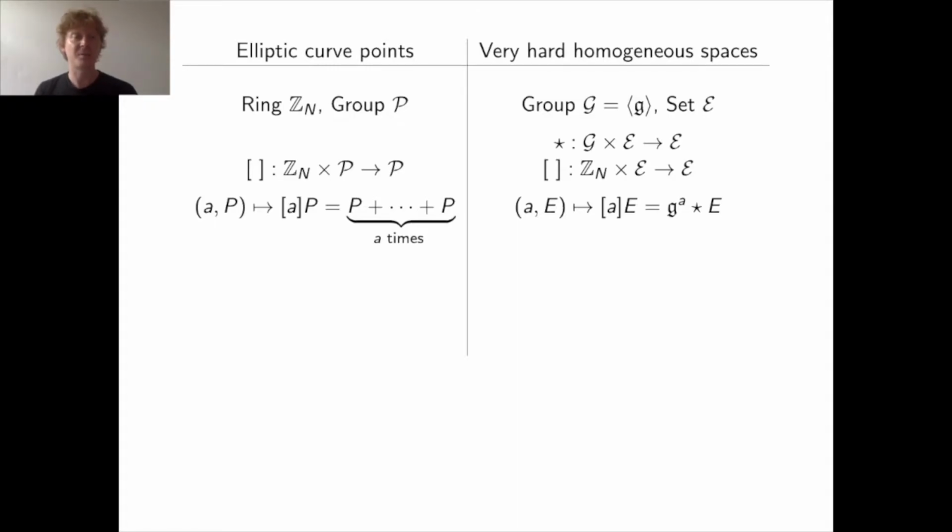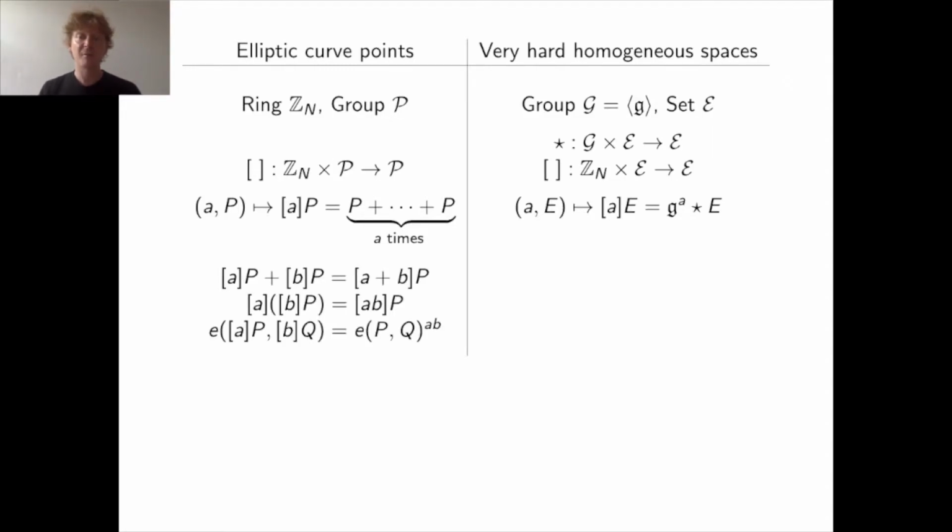While this action now looks very familiar, there are a few key differences to the elliptic curve setting. In the elliptic curve setting, for example, we can construct linear combinations of points or associate consecutive multiplications. In this setting, we even have pairings as a powerful tool. In the very hard homogeneous spaces setting, however, we have much less structure, since there is no addition defined over the set E. So we cannot combine different elements in E, and there's also no equivalent of pairings. The only thing we can do is to see that consecutive actions by two elements a and b is the same as the action of their sum. And this lack of structure will prove quite restrictive when working with these spaces later.